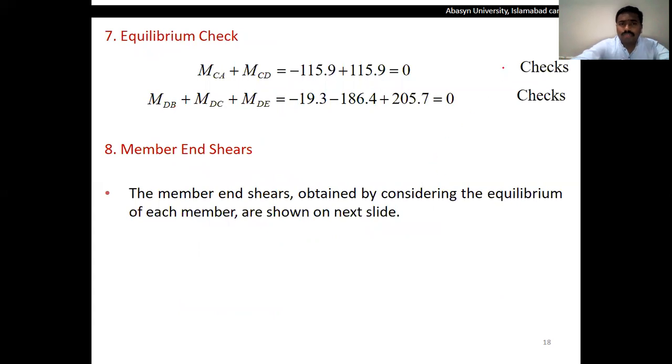Once you have the values of these moments, you can simply apply the equilibrium check on both equations, which are basically the equilibrium equations. Plug these values back into the equilibrium equation and find out whether there is any calculation error. Once you have verified that the member equilibrium check is okay, then you will move towards the member end shears.